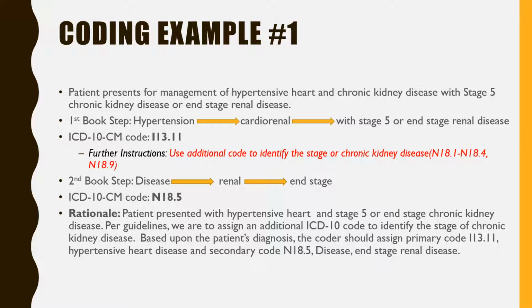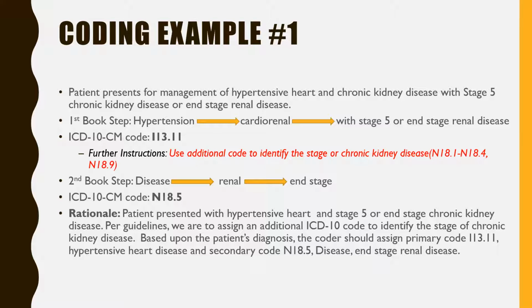And when we go to that code in our tabular list in the back of our ICD-10 book, there are further instructions. The first one is to use additional codes to identify the stage of chronic kidney disease, which is represented by ICD-10 codes N18.1 through N18.4 and then N18.9. So then in our second book step, we're going to identify our end-stage renal disease or stage code. Our first main term is disease, then we're going to drill down to renal, then we're going to go to end stage, and then our ICD-10 code should be N18.5.